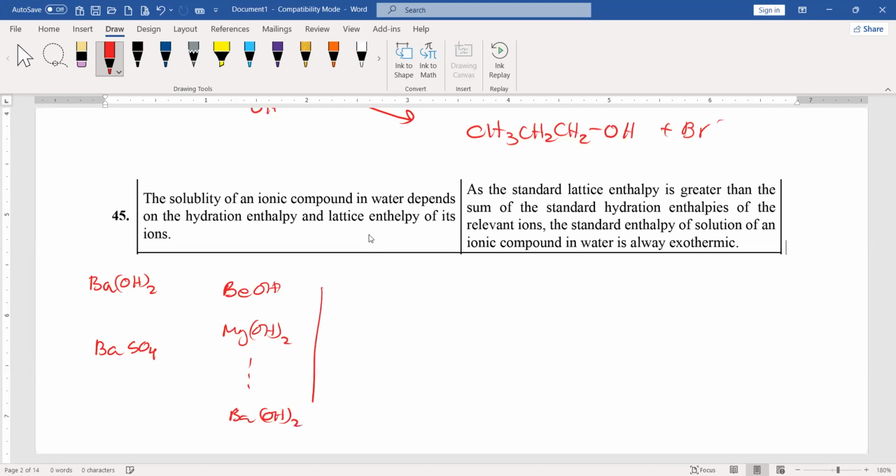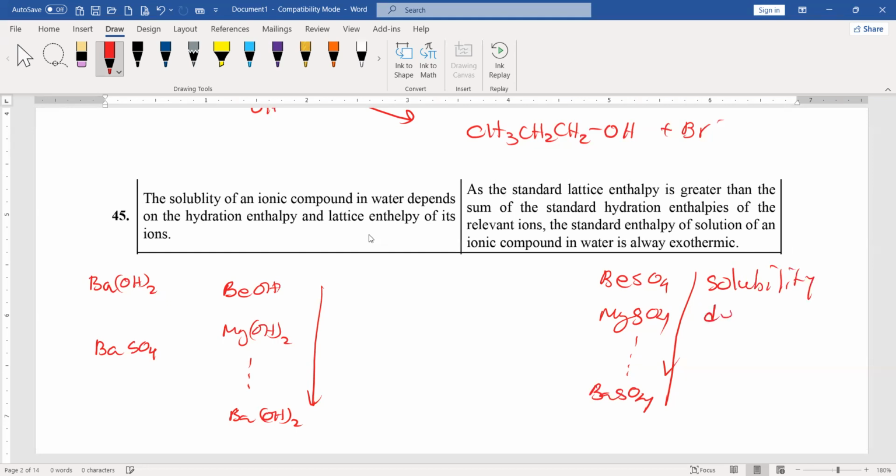Here the solubility is increasing. But for beryllium sulfate, magnesium sulfate, calcium sulfate, strontium sulfate, and barium sulfate, when we move down, the solubility decreases. Solubility decreases here, and here solubility increases. Why?